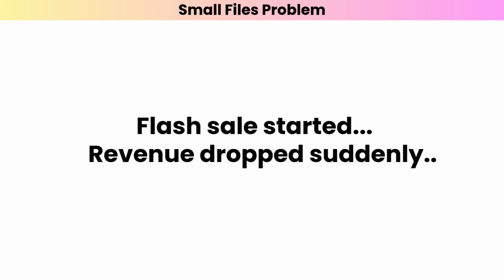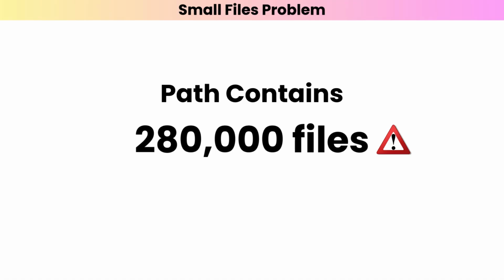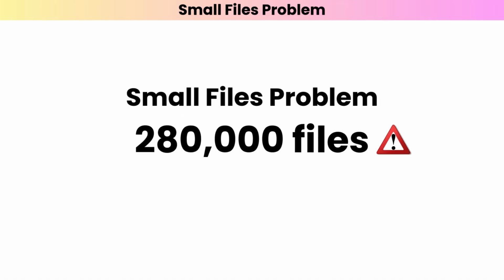Last week, one Spark job that used to finish in 12 minutes suddenly took 2 hours. No code change, same cluster, same dataset size. So what happened? We checked the storage path and we found 2,80,000 files, not gigabytes, files. And that's when we knew: small files problem.